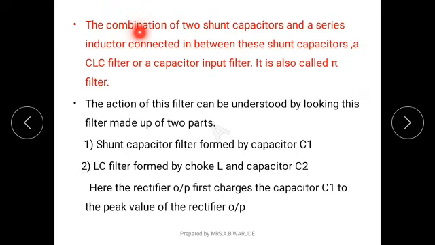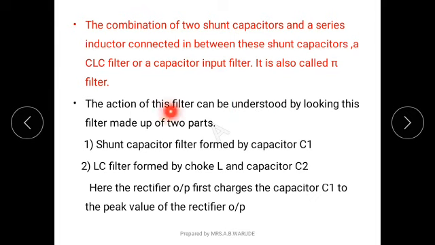If we observe the diagram, it is the combination of two shunt capacitors and a series inductor connected in between these shunt capacitors, and it is a CLC filter, also known as a capacitor input filter, or also called a pi filter.